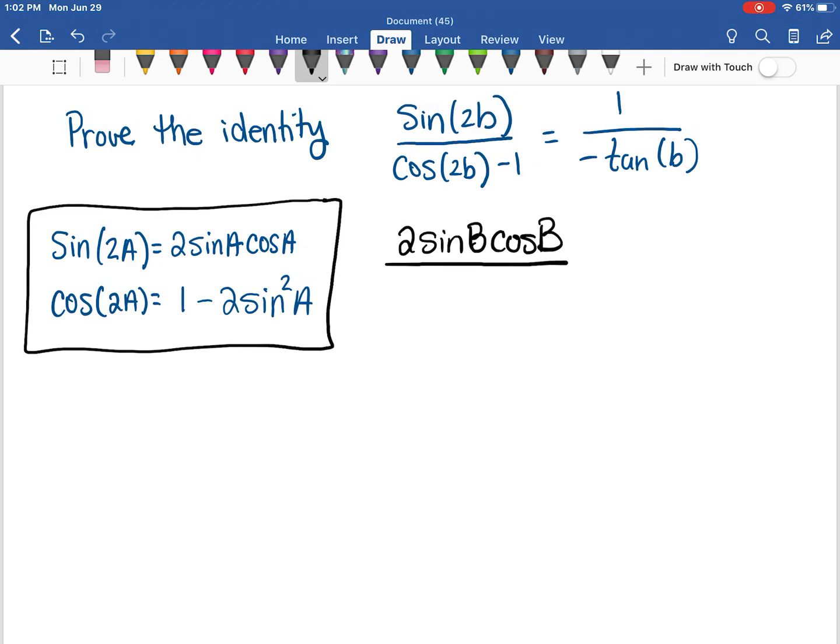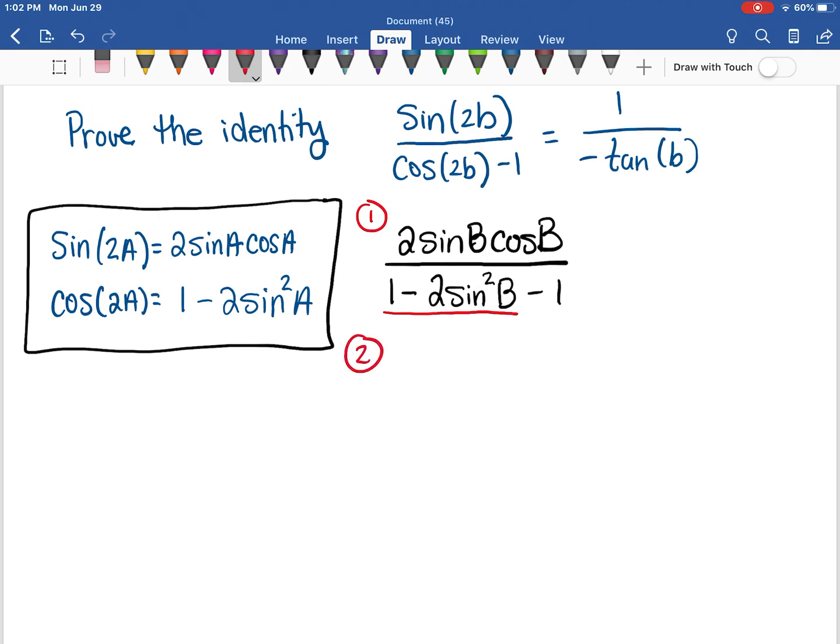all over 1 minus 2 sine squared b. So this here replaced cosine 2b, but I still have to subtract 1. So this is the first step.